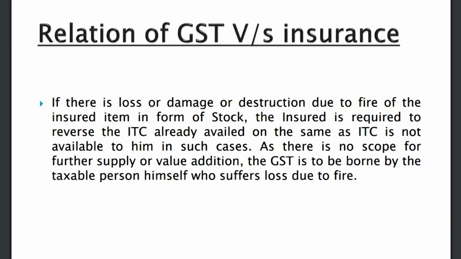Now you will be able to understand that ITC, GST and insurance, they are all correlated to each other. How? Whenever I am buying anything, I can avail of ITC. When I am selling, I can take that ITC. Whenever there is a fire, I have to surrender it to the department. This is how insurance and GST are correlated to each other.